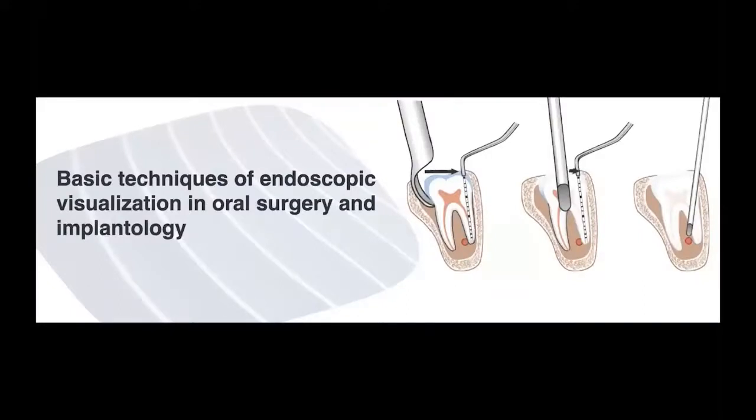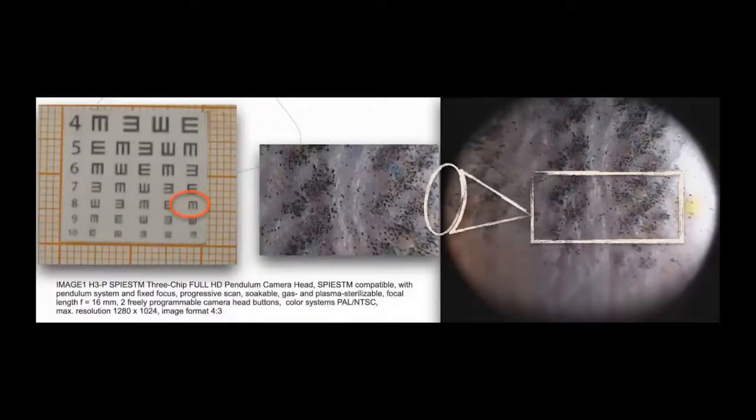Now I will describe the basic methods for endoscopic visualization in oral microsurgery and implantology. Particularly, we will discuss two main visualization techniques that allow for a wide range of application in clinical practice. In this example, a very small character has been selected, maybe 2 square millimeters, and each pixel dot might represent a size of 20 microns.